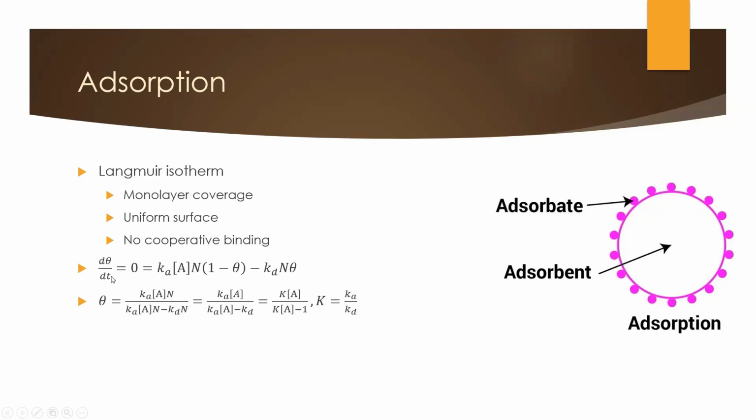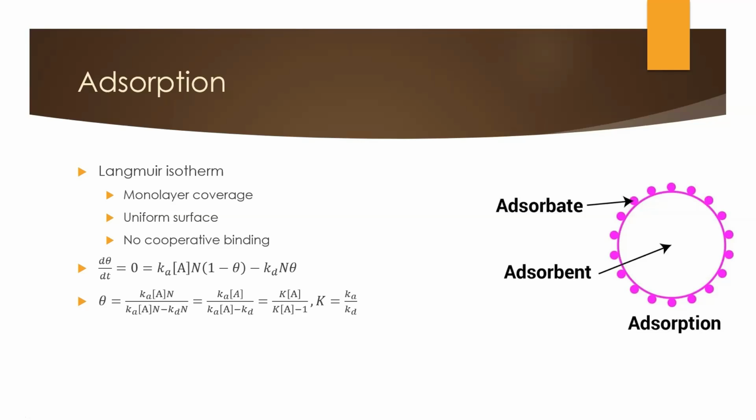If all of these assumptions are appropriate, we can say that the change in the fraction of sites occupied with respect to time is going to be equal to 0, since we're at equilibrium. And at equilibrium, the rate of forming these must be equal to the rate at which it leaves. So Ka is the rate at which molecules adsorb onto the surface. Kd is the rate at which molecules desorb. A is the concentration of our adsorbate. So we have the rate at which they adsorb times how much there is, and then times N times 1 minus theta, which is how many open spots there are.